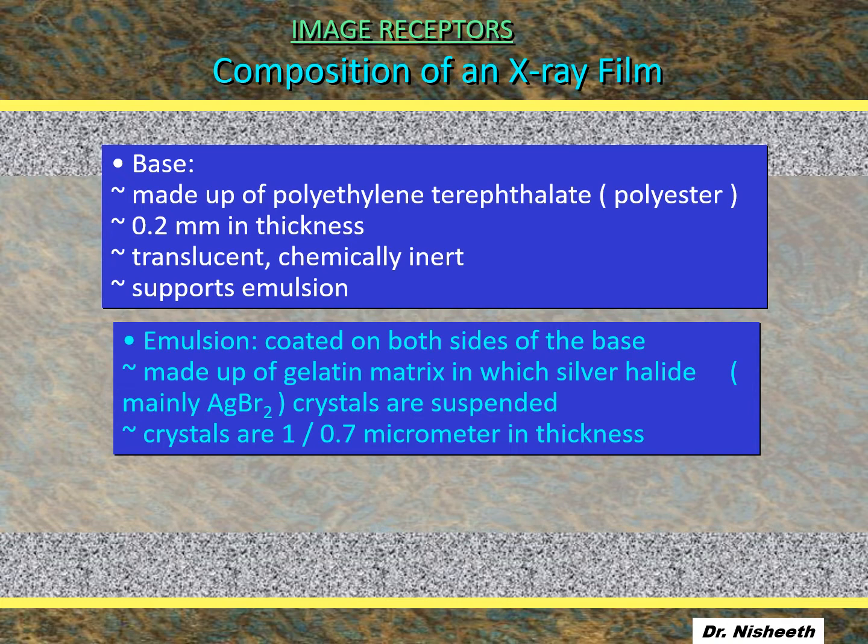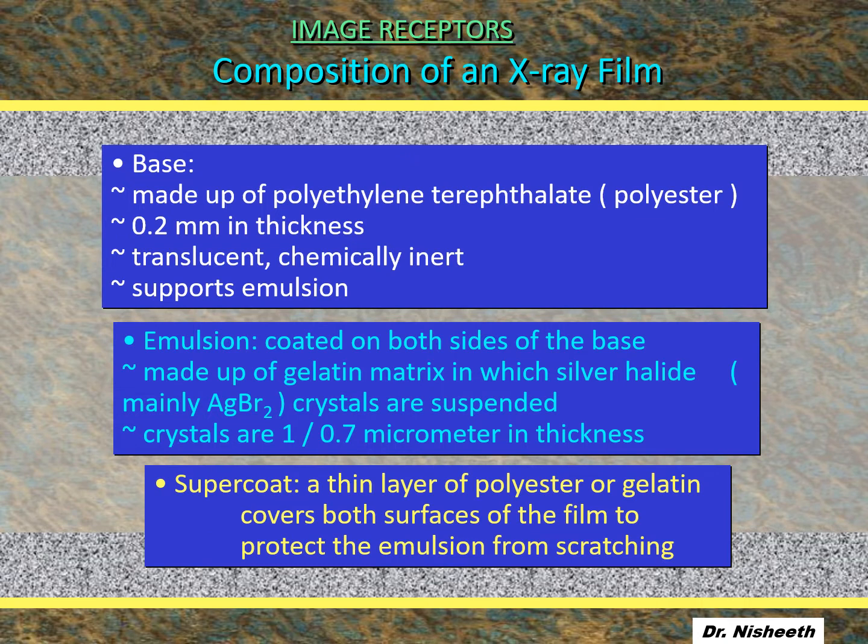Inside gelatin, the silver halide crystals are there. So basically, we have base and emulsion. Base is polyethylene terephthalate. Emulsion has a gelatin matrix, and inside the gelatin matrix there are silver halide crystals, silver bromide and silver iodide. And on top, a protective layer or a super coat layer, a thin layer of polyester or gelatin, covers both surfaces of the film to protect the emulsion from scratching. Okay, this is clear. I feel this is very simple and easy.